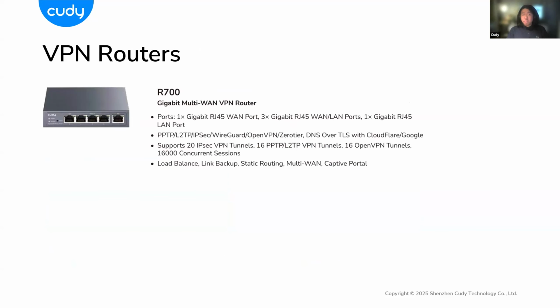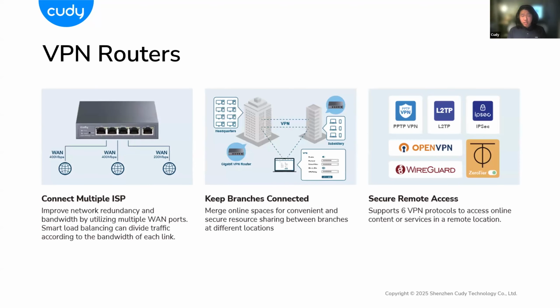Next is the pure VPN routers. It doesn't have AP controlling, but it places the router within the network. Why will you need that? Why don't you just use a Wi-Fi router? Because it connects to multiple WANs. What does that mean?